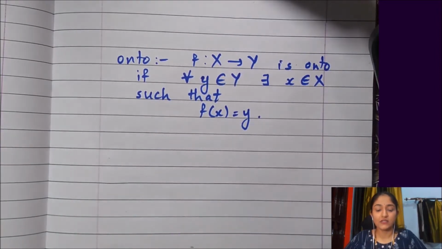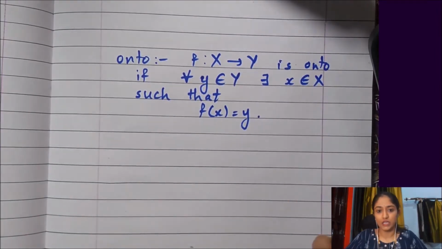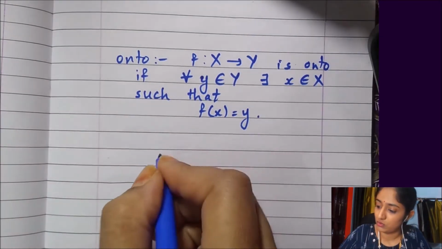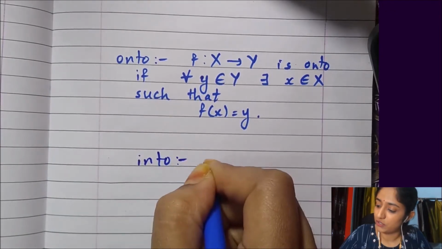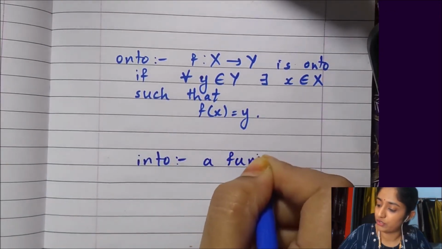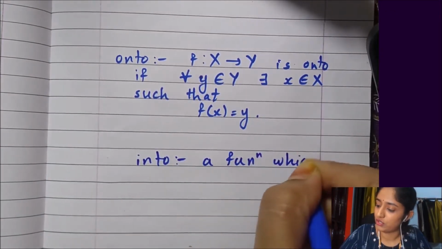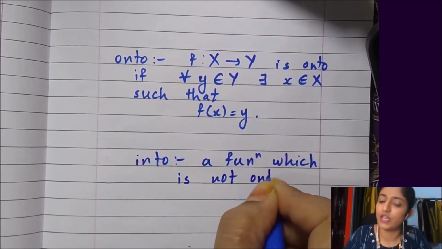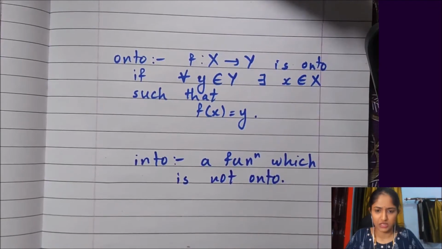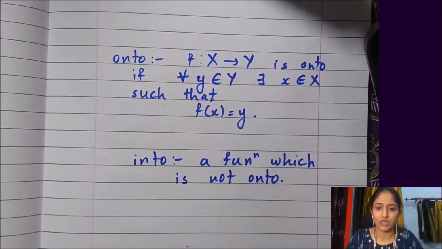And any function which is not onto is called an into function. So an into function is a function which is not onto. So there are these two kinds of functions, onto and into functions.